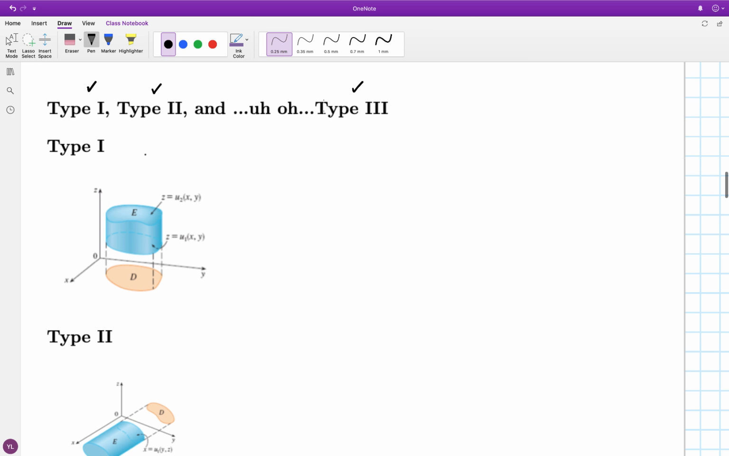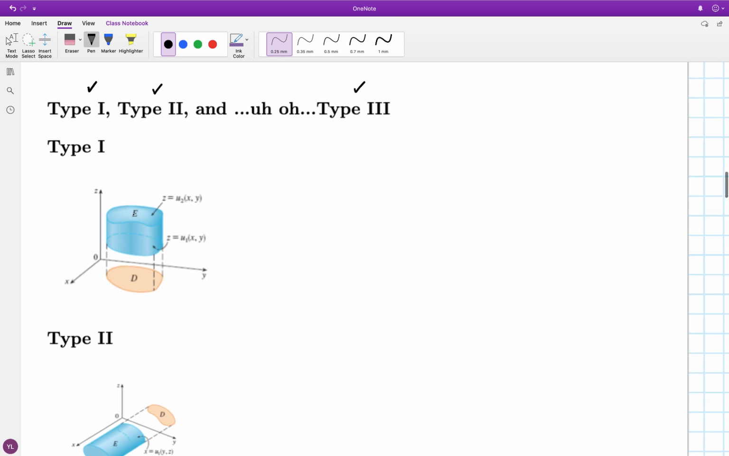So let's start with a type 1 region in 3 dimensions. And remember, since we're integrating 3 variable functions, we are integrating over such regions. So think about how I could describe a solid region in 3 dimensions. If it's shaped like this, then what I could do is have the x and y coordinates ranging over some 2-dimensional region in the domain. The 2-dimensional region in the xy plane, and then the z coordinates corresponding to any particular xy point in the region D could be at highest this surface and at lowest this surface.